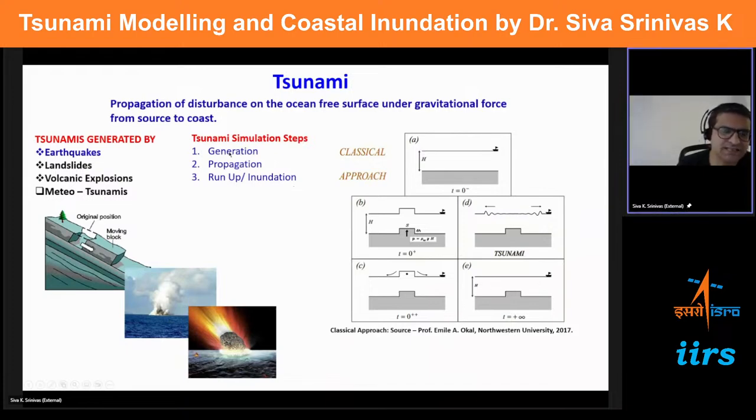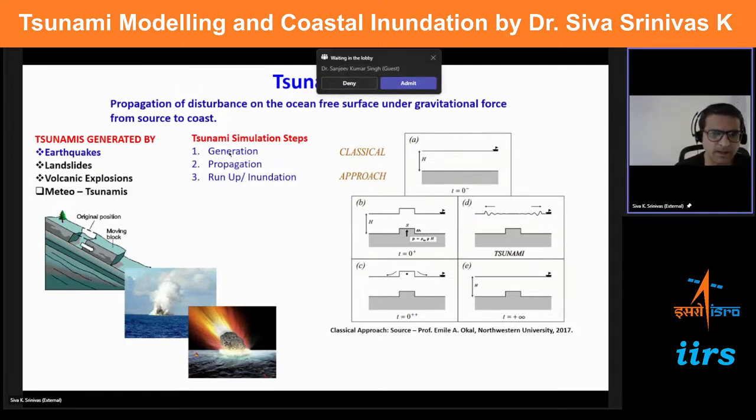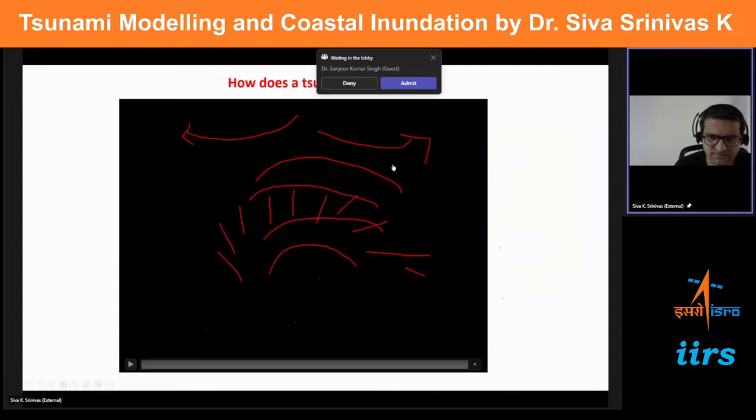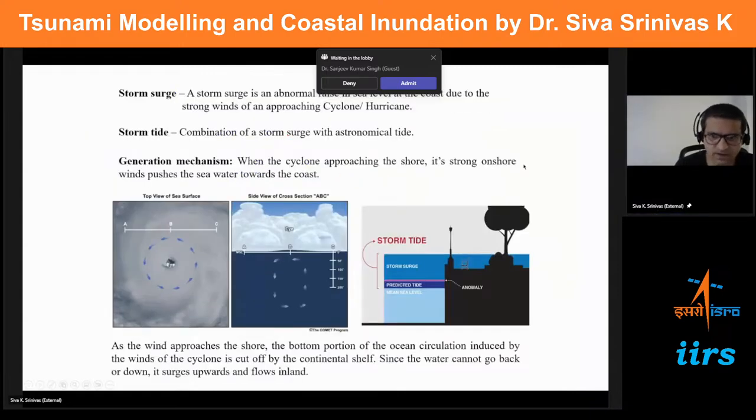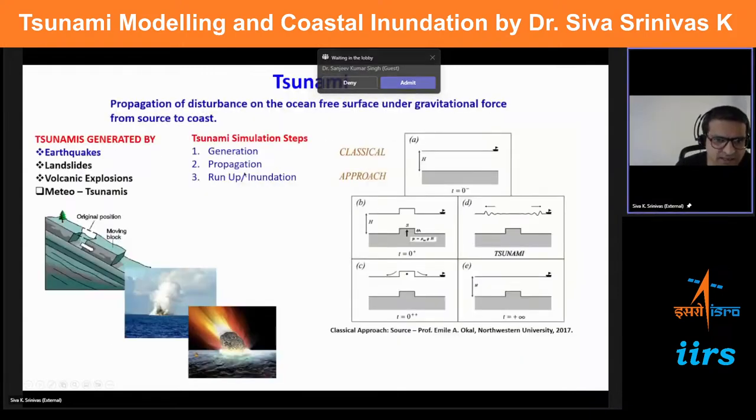For generation, there is an earthquake. Energy is distributed in all directions. Exactly above where there is an earthquake, the disturbance is propagated to the free surface. The free surface will rise to a certain height, leading to deformation. Under gravity, it will propagate, so we call it propagation. Here it propagates, enters the land, and that is called inundation.